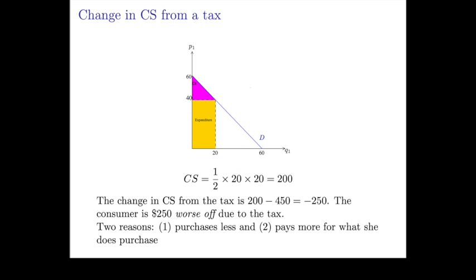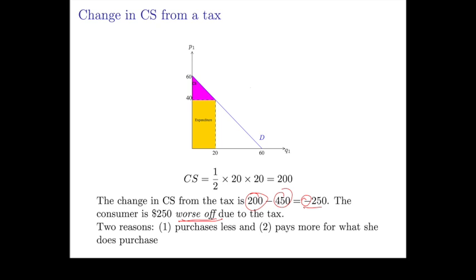So the change in consumer surplus is consumer surplus after the change minus consumer surplus before the change. That's negative 250. The negative suggests that the consumer is worse off due to the tax.